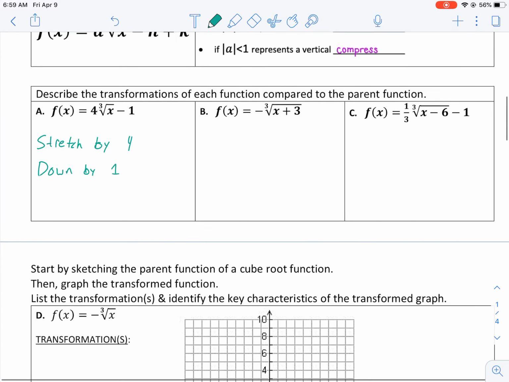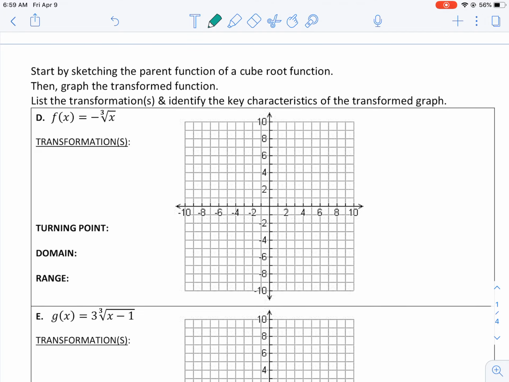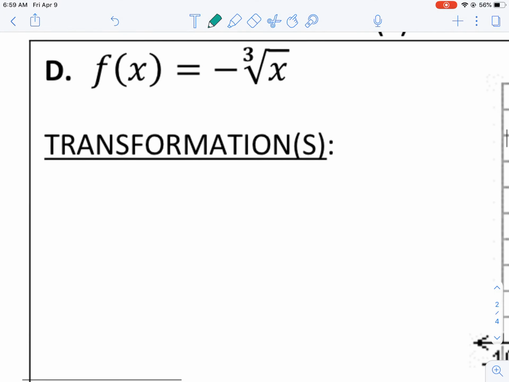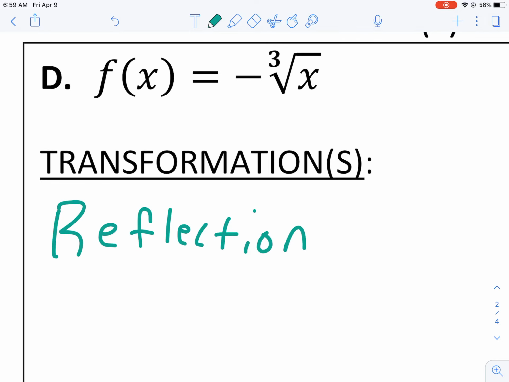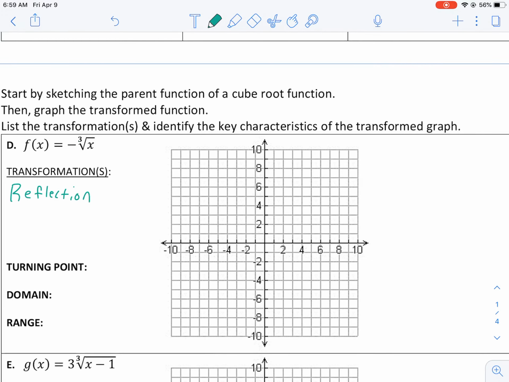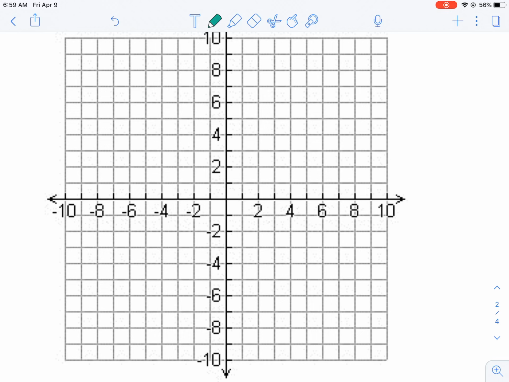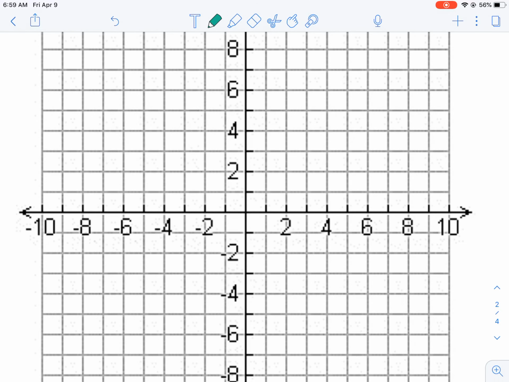I want to get to the graphing. There are 3 graphing questions that we're going to do. Number 1 is just a simple reflection and nothing else. That negative sign, remember, means reflection. What we want to do for most of these is just graph the parent function. So we've got 0, 0, 1, 1, -1, -1. You remember you got those 3 points. Then your other 2 points are at 8, 2, and -8, -2. You can always look at your notes if you ever forget that.